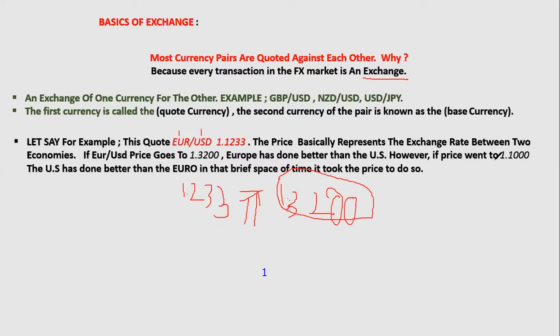So 1 euro is worth more than the USD when this happens. However, if the price went down from 1.23 to 1.100, the US has done better than the euro in that space of time. So if the Euro USD falls to something lower than what it was before, you can see the euro has underperformed, but when it goes up, you say the USD has underperformed. Are we getting the intertwining between the two currencies? All right, great.